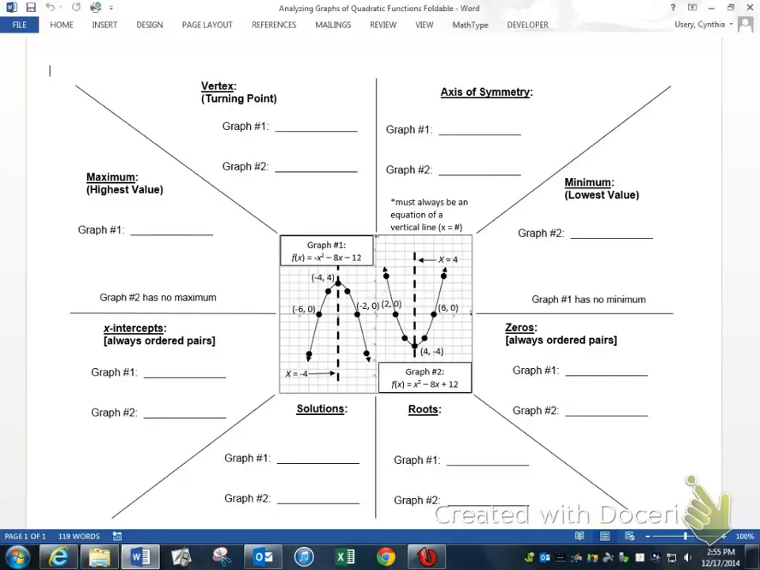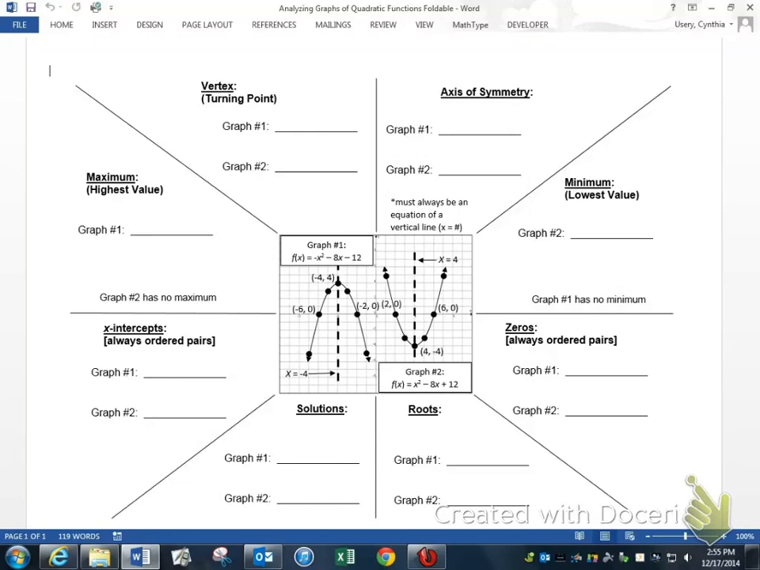Okay, today we're going to learn how to analyze graphs of quadratic functions, and we are going to fill in our foldable. These are the important points on a graph. We have two graphs here. We have graph number 1, which is f of x equals negative x squared minus 8x minus 12, and graph number 2, f of x equals x squared minus 8x plus 12.